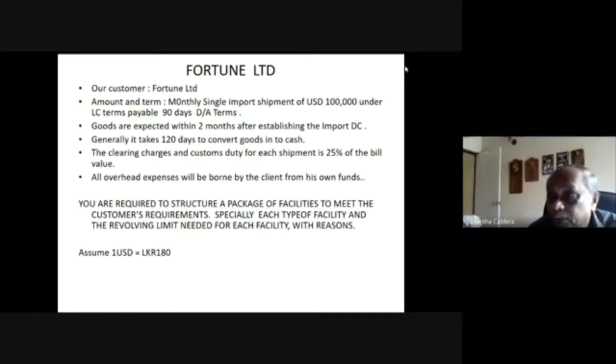Don't give short-term import loans for custom duty, because there's no import. These are custom duty and clearing charges. For that, we have to give an overdraft facility or a short-term loan.